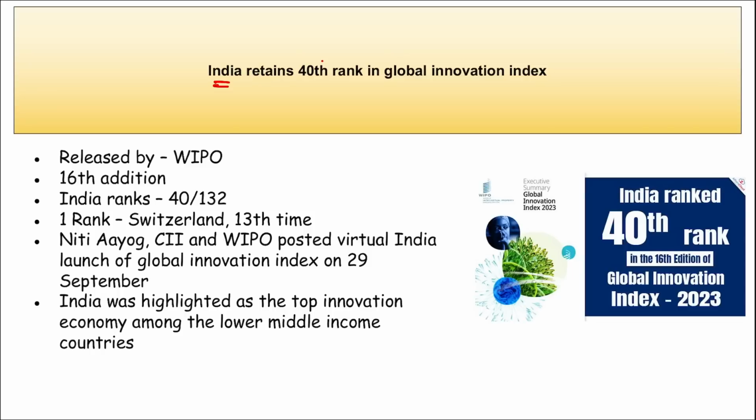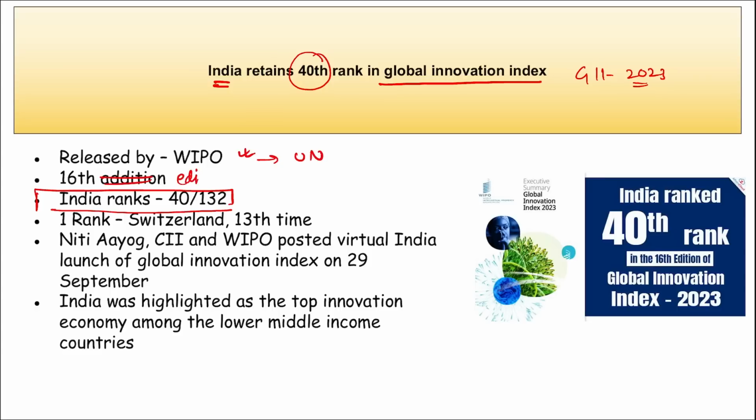Next is India has retained 40th rank in the Global Innovation Index. I repeat, in the Global Innovation Index for the year 2023, what is the rank of India? India stands at 40th rank and it is out of 132 nations. Global Innovation Index is released by which organization? It is released by WIPO, that is World Intellectual Property Organization, right? This is an agency of United Nations only. Then this is the 16th edition of this particular index and India's rank is 40 out of 132 nations.